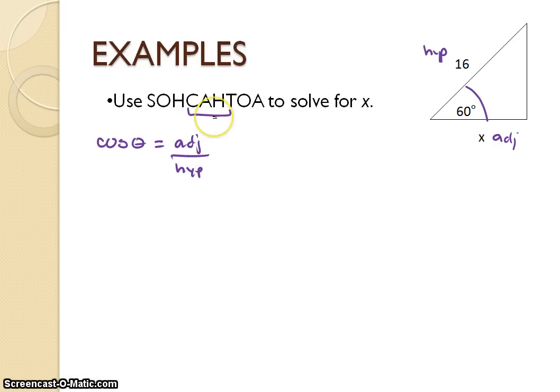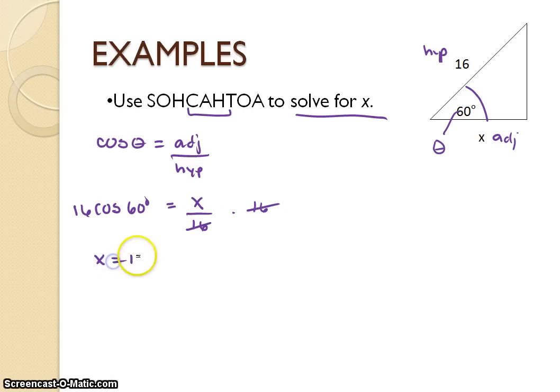So my angle, that's my theta, is 60 degrees. So I'm going to plug that in: cosine of 60 degrees. Theta is always your angle. And cosine is adjacent, which is called x, over hypotenuse, which is called 16 for this problem. And we're going to solve for x. So to solve for x, I'm going to multiply both sides of the equation by 16. So they cancel, and I have x is 16 cosine of 60 degrees.